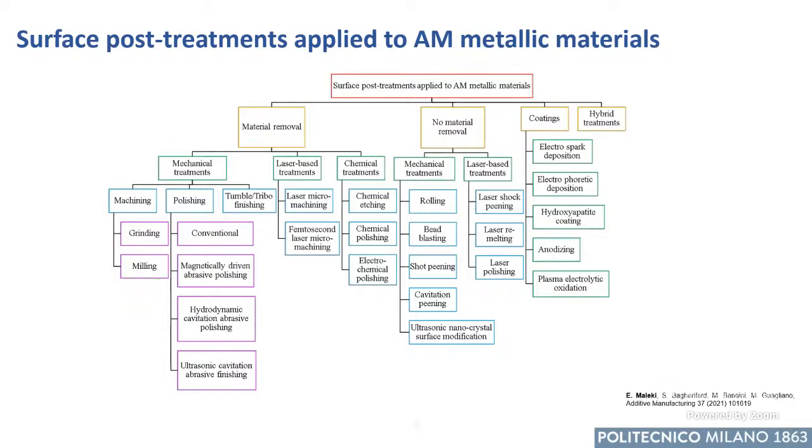About laser-based treatments, we have laser shock peening and laser polishing and so on. And then we have coatings, which are less used, more used when we have to define some functional surface. What I mean is, if we are thinking, for instance, of hydroxyapatite coating, we are probably using it to get better biocompatibility, so for prostheses or some other medical parts, let's say. And then we can combine hybrid treatments. We can combine the different treatments to get the optimal result.